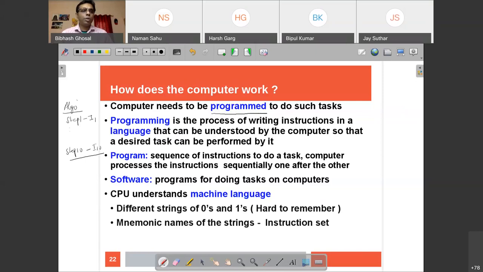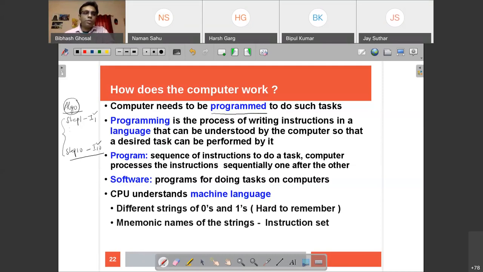So whatever solution or algorithm you have developed has to be written in a stepwise manner, and in each step, you have to mention a particular instruction. This is called programming. Programming is a process of writing instructions in a language that can be understood by the computer so that a desired task can be performed by it.